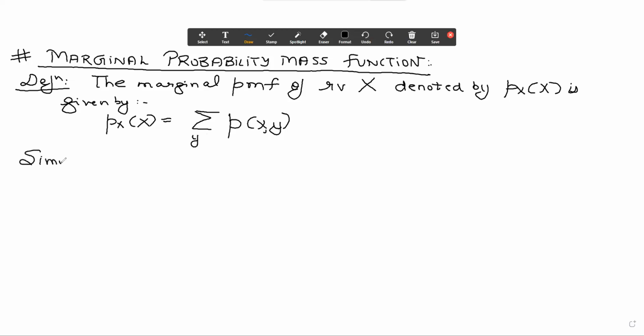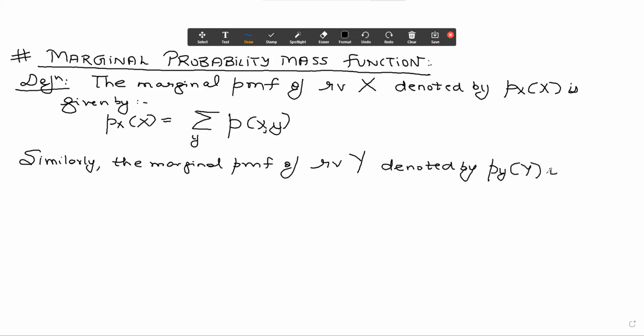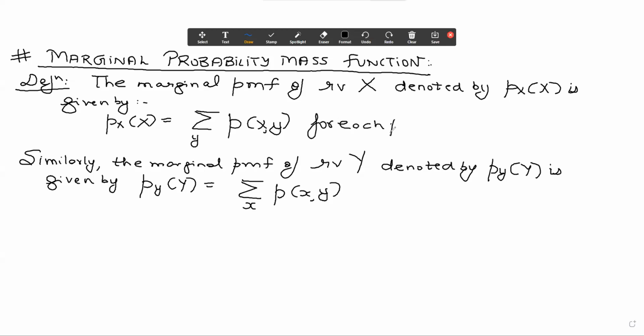Similarly, the marginal probability mass function of the random variable Y, denoted by Py of capital Y, is given by: Py of capital Y is summation over X of P of X comma Y. This will happen for each possible value of X, and this will happen for each possible value of Y.